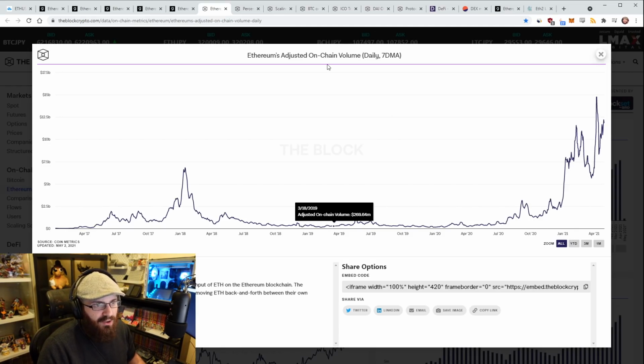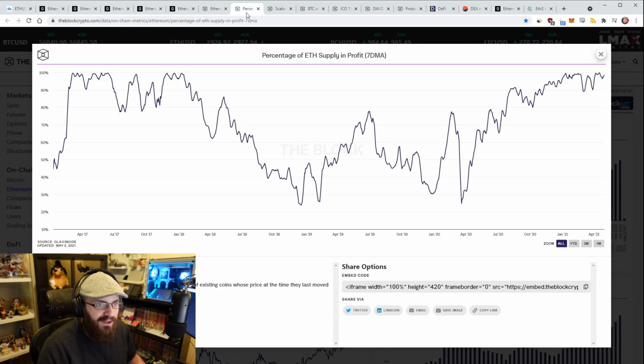So yeah, just a really interesting stat here from the block. This is a really, really interesting stat. Percentage of ETH supply in profit based on the 7-day moving average. Now, this obviously tracks the price, right? Like, this is based on the price, it tracks the price, but I still think it's super interesting because it can act as a measure of, I wouldn't say calling tops, because you would expect, as ETH's hitting more all-time highs, 100% of the supply is going to be in profit, and this is the on-chain supply.